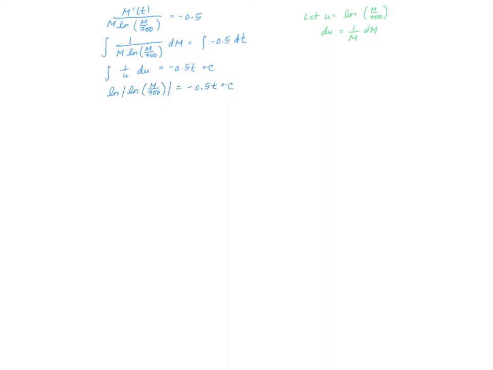If I exponentiate both sides, and I'm going to do this in one step, I'm going to take e to both sides, and I'm also going to get rid of the absolute value by putting a plus or minus on the right-hand side to get the natural log of m over 700 is equal to plus or minus, this will turn into e to the c times e to the negative 0.5t. So again, you can just go ahead and verify that.